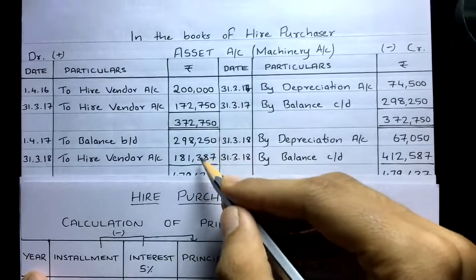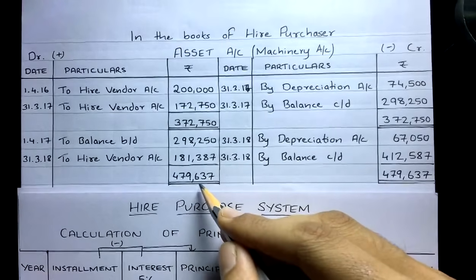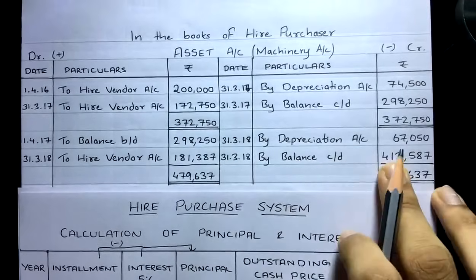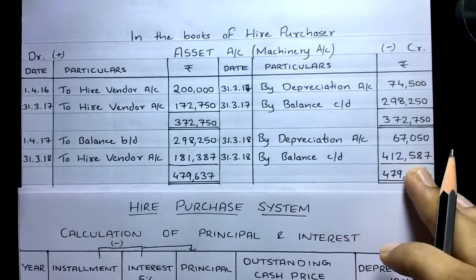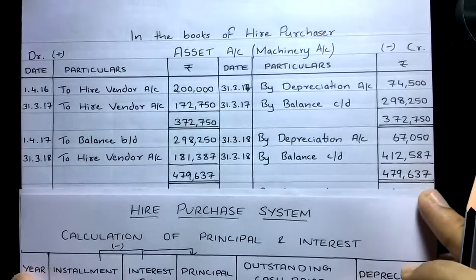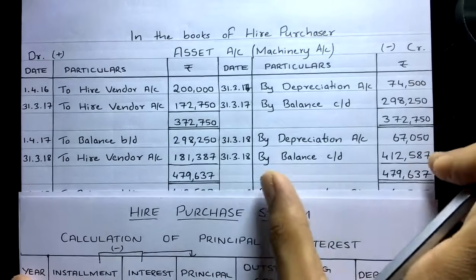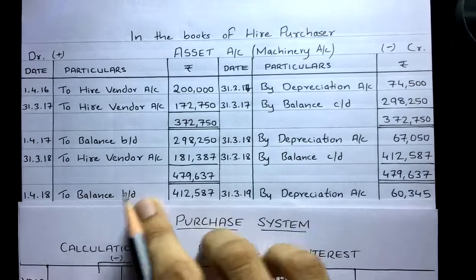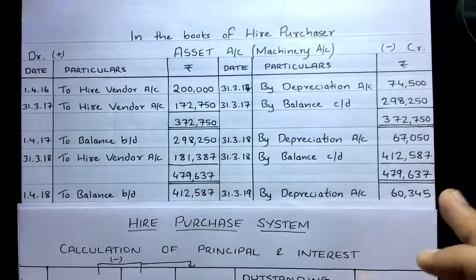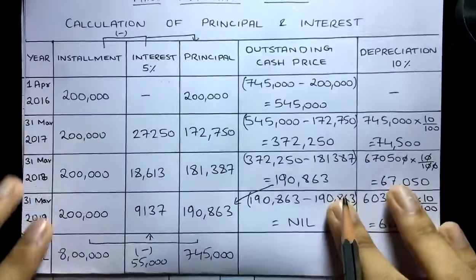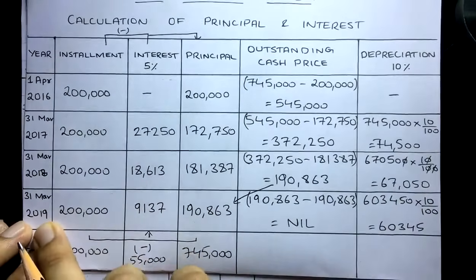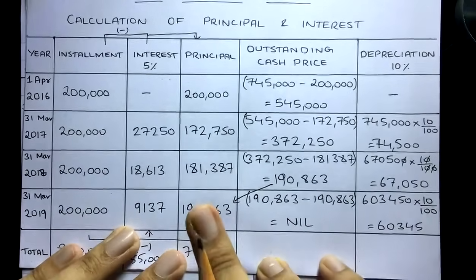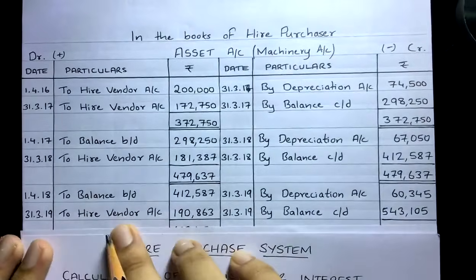And then again the sum of these two came to be 4,79,637, and then you need to balance this year, and the balance came out to be 4,12,587. Alright, and the same thing you have to repeat. You have to make this closing balance the opening balance of the next year, to balance brought down 4,12,587. Yes, and then again a payment was made at the end of 2019, that was 1,90,863, so it will come over here to hire vendor account.